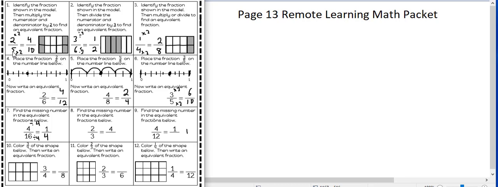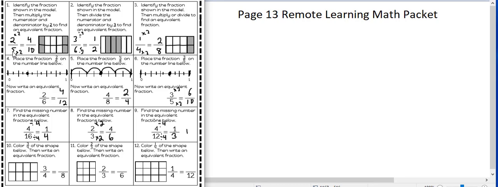Here, the number is getting bigger, so I know I'm going to multiply. What do I multiply 2 by to equal 4? I multiply it by 2, so I've got to multiply my denominator by 2. So 3 times 2 is 6. All right, here, did the number get bigger or smaller? It got smaller, so once again, I'm going to divide. 4 divided by 4 equals 1. Now that also means, what would I multiply 1 by to equal 4? So 1 times 4, just like a little fact family. But I need to divide my denominator by 4. 12 divided by 4 is 3.